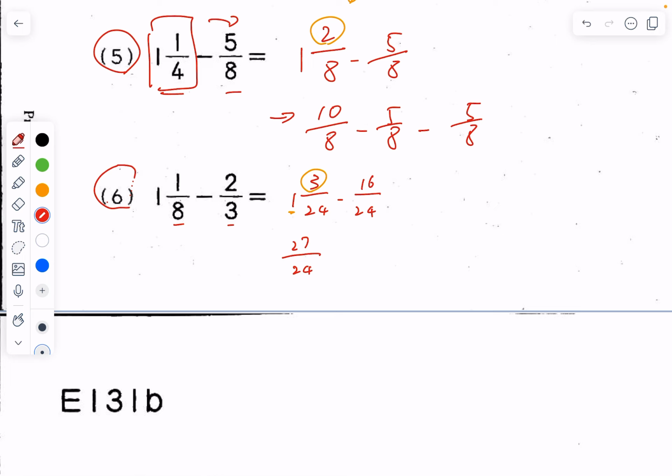27. Let's emphasize this one more time. How do we get this 27 again? So our operation works like this. 1, which is the whole number 1, multiplied by the 24, which is the denominator 24, plus 3, which is the numerator 3. Okay? So now we will use 27 over 24, subtracting 16 over 24. And our answer will be 11 over 24.